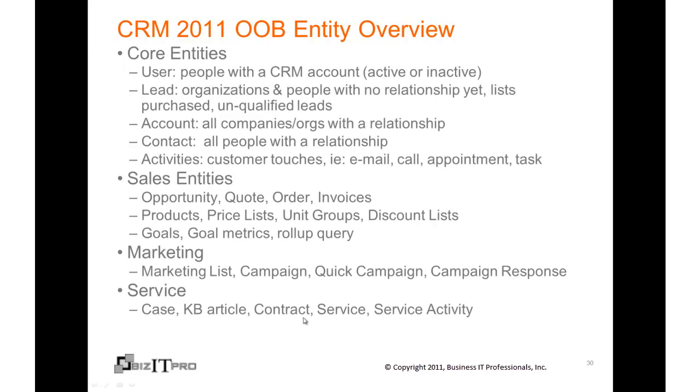So let's take a look at the out-of-box entities that come with CRM. There's the core entities, the most important of which is the CRM user. The user entity is basically a file that defines the people who have CRM accounts, whether they're active or not. The lead entity contains organizations and/or people with no relationships yet. It lists purchased or unqualified leads.